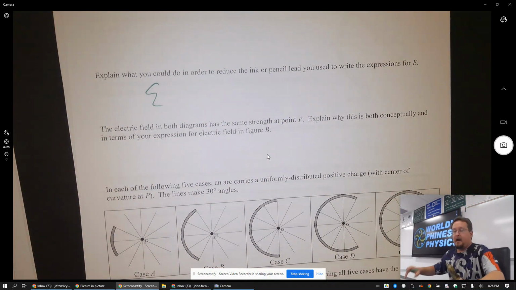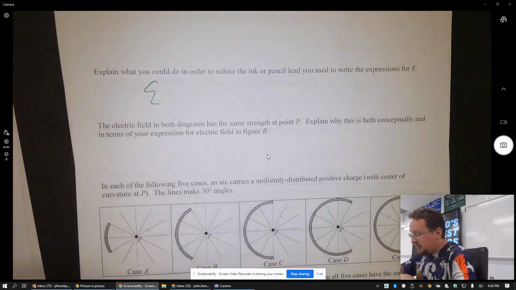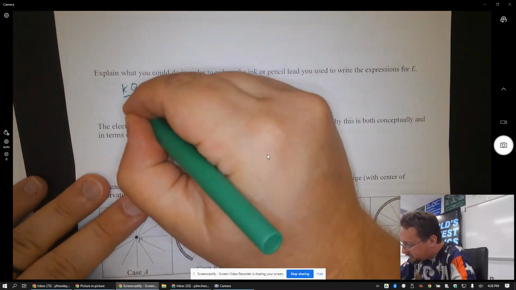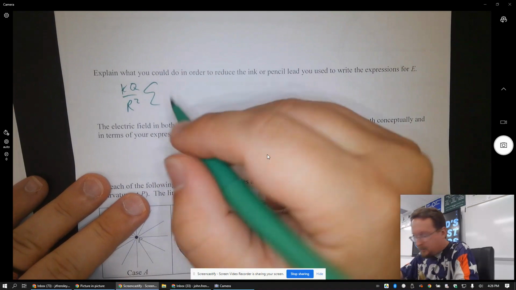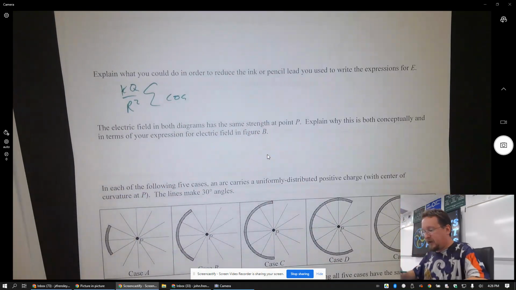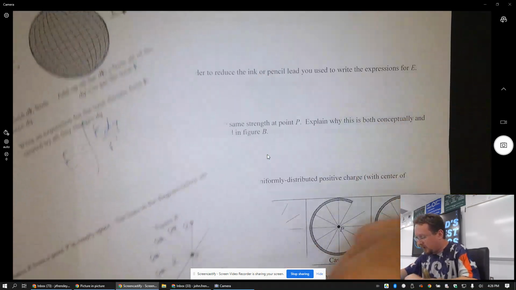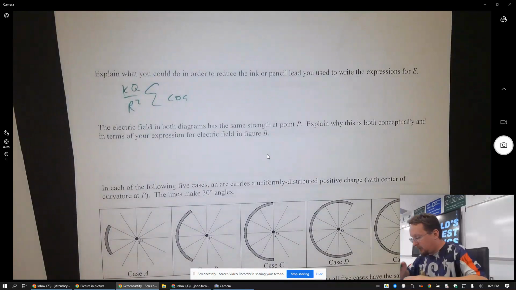So I'm going to have them do a summation. They're going to find out that the K and the Q and the R squared come out, but the sum of the cosines of the different things, each of these are going to have a different amount of cosine, are going to cancel out, right?